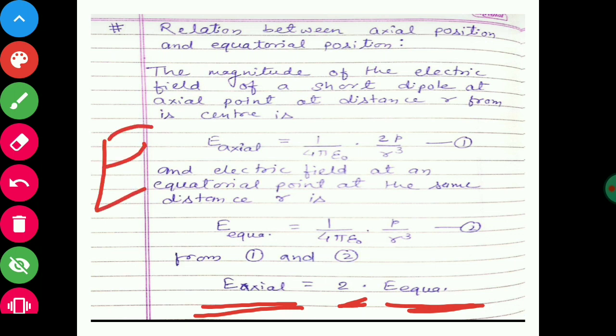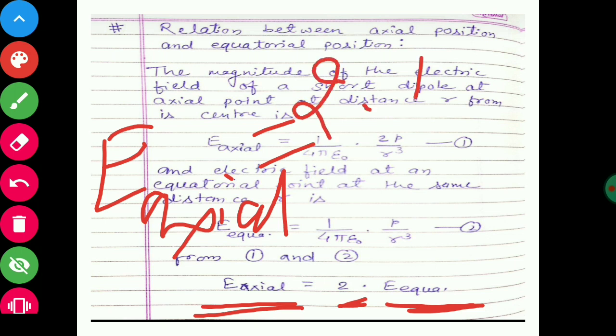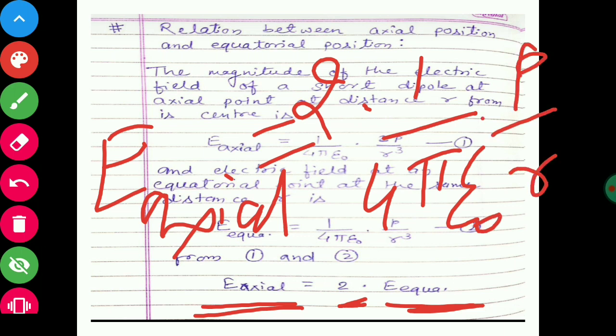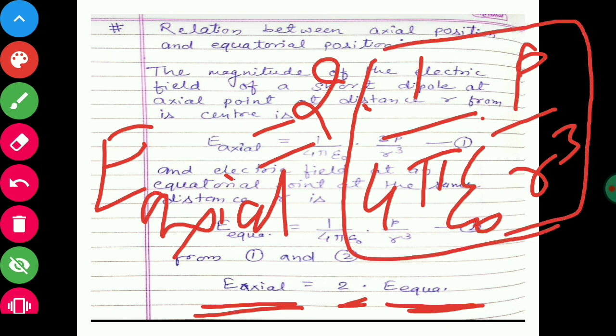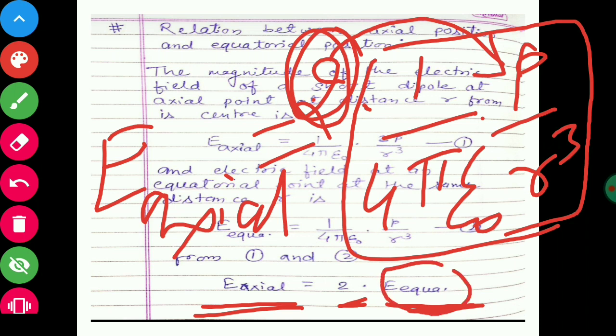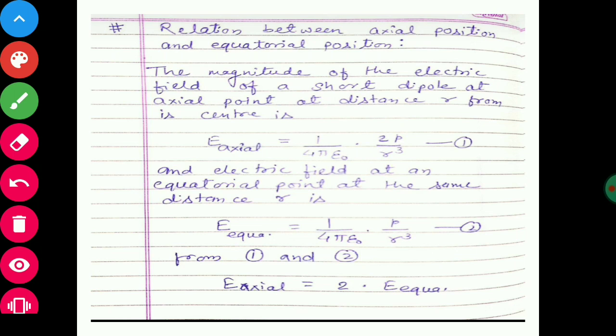See, I will repeat it again. Axial: 2 into 1 by 4 pi epsilon naught p by r cube. The formula for axial is 2p, so I have written 2 over there. And the bracket term is the formula for intensity at equatorial position. So, electric field at axial position is 2 times the electric field at equatorial position. I hope you understand.